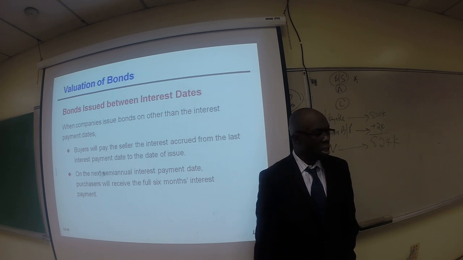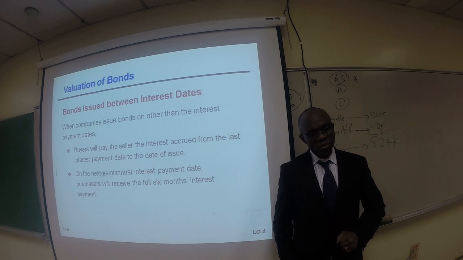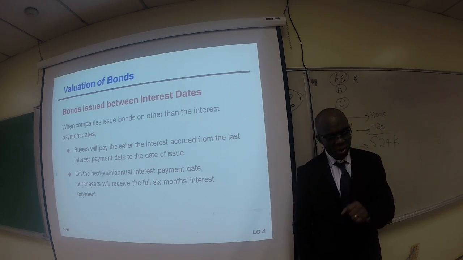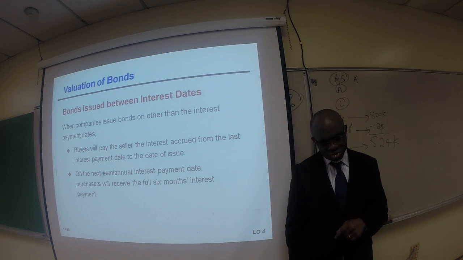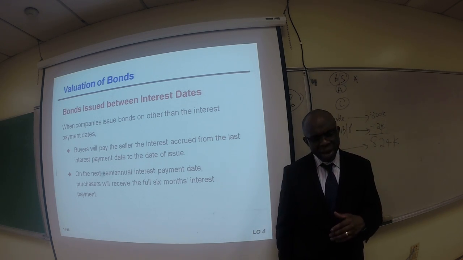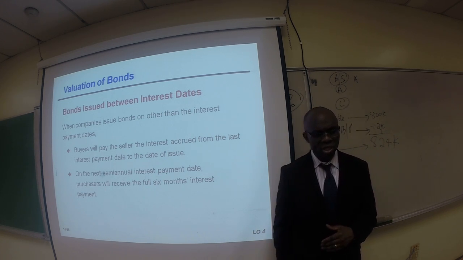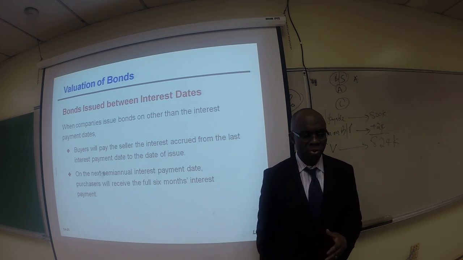So, let's take a look at another issue here. Relative to valuation of bonds issued between interest dates. What are we talking about here? When companies issue bonds on other than the interest payment date, buyers will pay the seller the interest accrued from the last interest payment date to the date of issue. On the next interest payment date, purchasers will receive the full 6 months interest payment.